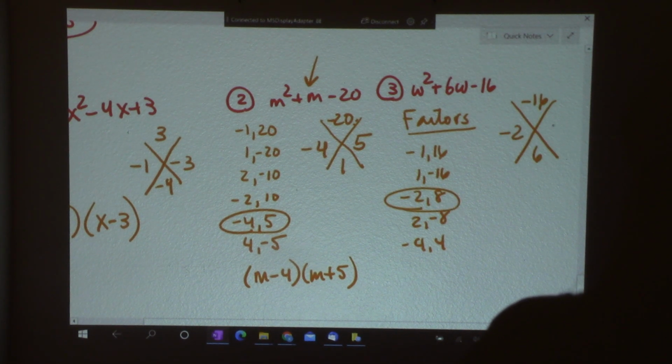This one, negative 2 and 8. So I get W minus 2 and W plus 8.